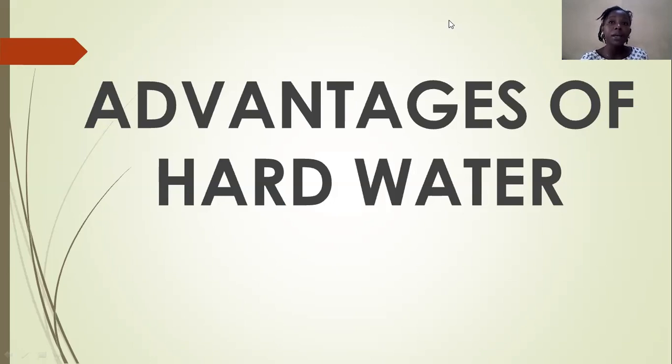It helps animals like snails and crabs that have exoskeletons to form their shells. Another advantage of hard water is that it cannot cause lead poisoning. Some pipes are made of lead. When you transport hard water through lead pipes, the calcium and magnesium salts dissolved in this hard water will not allow the lead to be dissolved in water. So the water will be transported and will not cause lead poisoning.